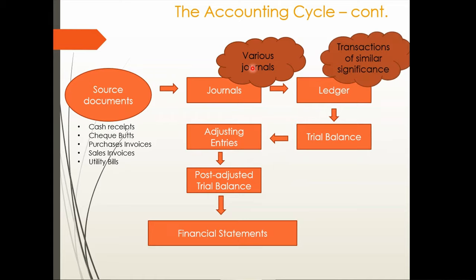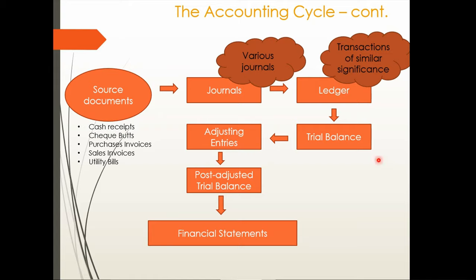Then we have the ledger, which holds transactions of similar significance. You will understand later the difference between the journal and the ledger. In the journal, we record the transactions day by day. Each day, we record all the transactions that happened that day. In the ledger, we classify the transactions we have in the journal into accounts. The transactions that belong to similar accounts, we put in the ledger.